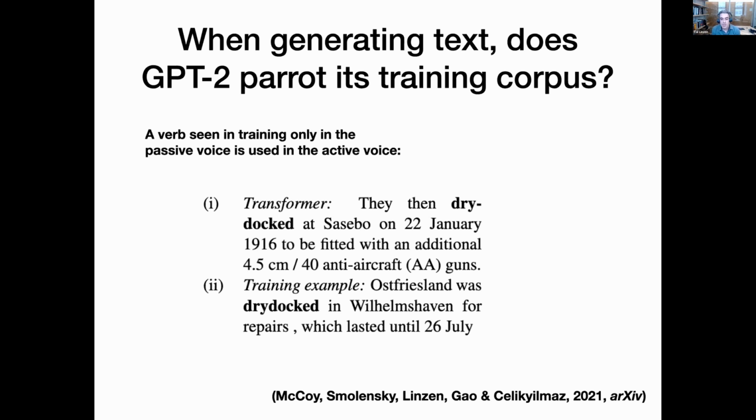Another example is that the model is able to use verbs that it only saw in the passive voice in training in the active voice. So it generated the sentence, "Then they dry docked at Sasebo." It's something that you do with a ship. I don't know what that means exactly. But in training, the verb dry docked was only seen in the passive context, like "Ostfriesland was dry docked in Wilhelmshaven." So this is another example of how the model is able to plug a word that it's familiar with into a syntactic context that it's familiar with, but it has never seen the word in that context in training.